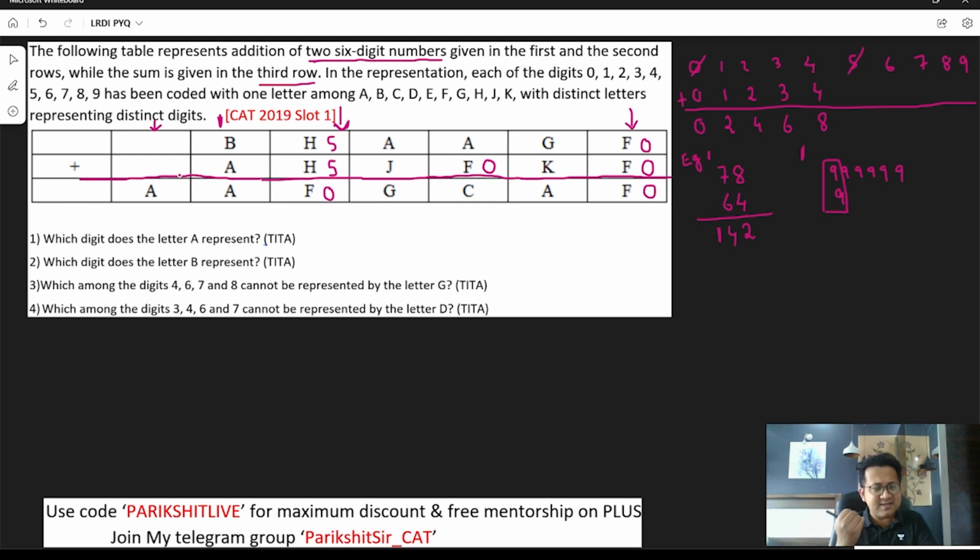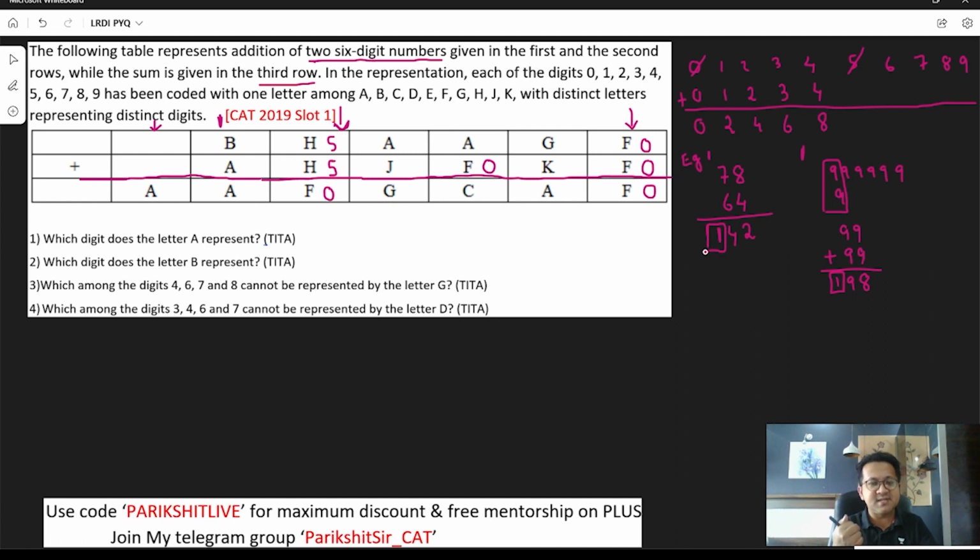Take any number. You take, let's say, a two-digit number. 99 plus 99. That can be the highest two-digit number, right? Adding the highest two-digit numbers, you get 198. So the carryover that you see on the leftmost can never be anything apart from 1. Any number you take, we took 78 and 64, the carryover can only be 1. It cannot be anything else.